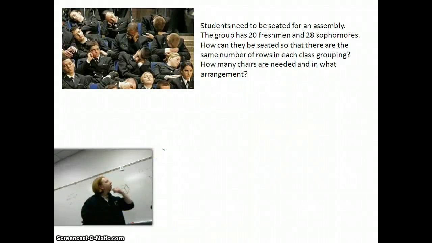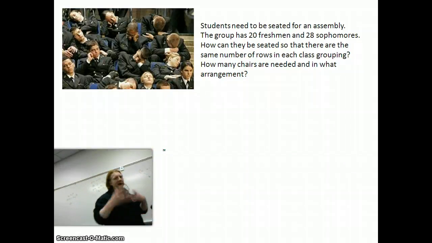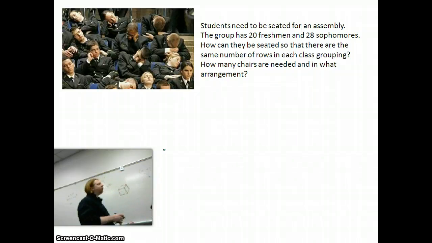Okay. So here we go. We've got 20 freshmen, 28 sophomores, and like all these other arranged problems, we're trying to get them so that there's the same number of rows. Question is how many columns, so that it's neat and organized, it looks good. We'll say that the superintendent is coming by and we want everyone to look pretty. So how do we set this up so everyone looks very good and organized?